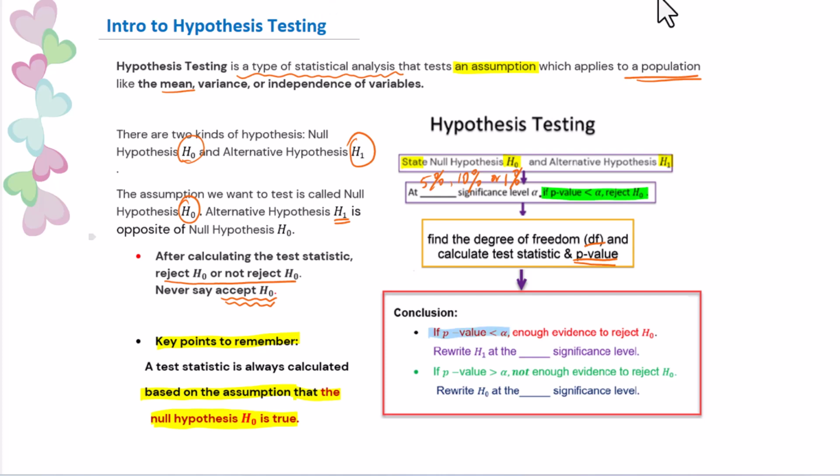If a p-value less than alpha, enough evidence to reject H0. So rewrite H1 at the certain significance level. If a p-value greater than alpha, not enough evidence to reject H0. Rewrite H0 at the certain significance level.